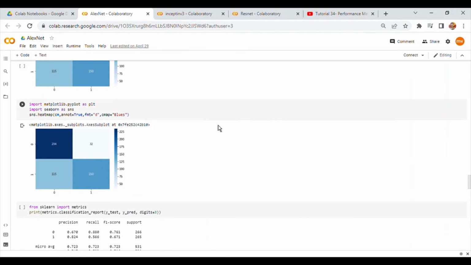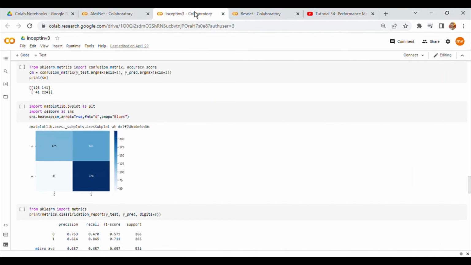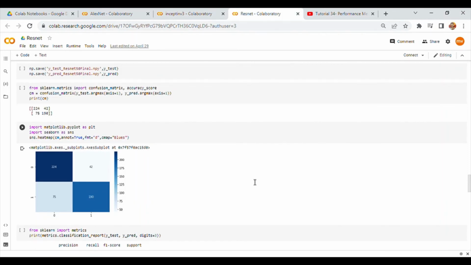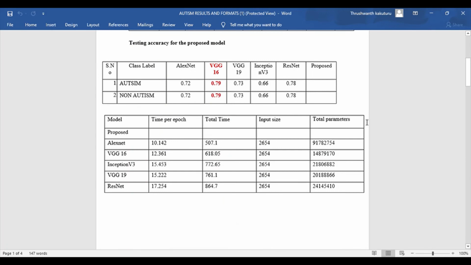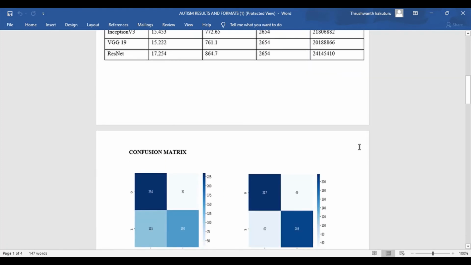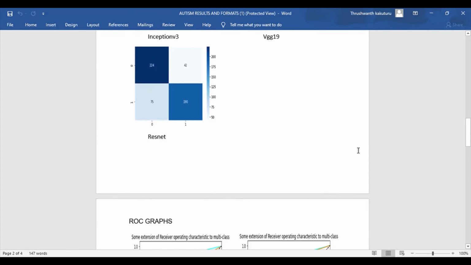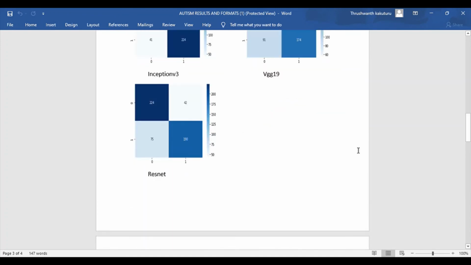From the confusion matrices of AlexNet and Inception V3, you can find that these two architectures are not a good fit for our data set. From the confusion matrix of the ResNet architecture, we can say that it classifies our data set in an efficient manner. To make it clear, we have taken the performance metrics of every implemented architecture, and we have also taken the confusion matrices and ROC curves of every implemented architecture.